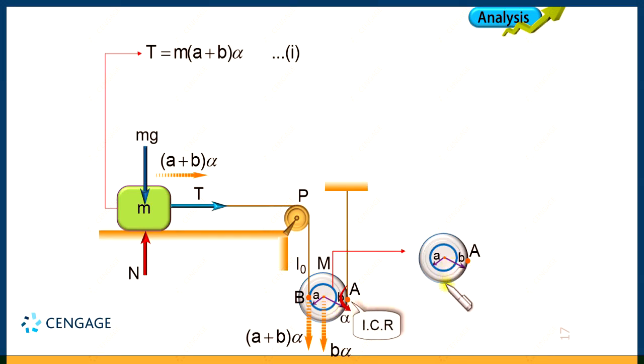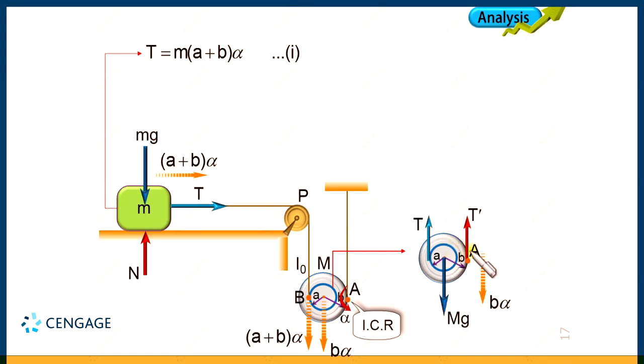The weight Mg is acting in the vertically downward direction, and this part of the string is having tension T. T will act in the upward direction, and tension in this part of the string will be different, so write here T dash. This is T and this is T dash. This is the free body diagram. And you know the acceleration of the center of the pulley is B alpha, so this is B alpha in the downward direction.